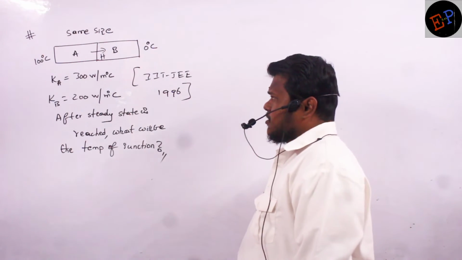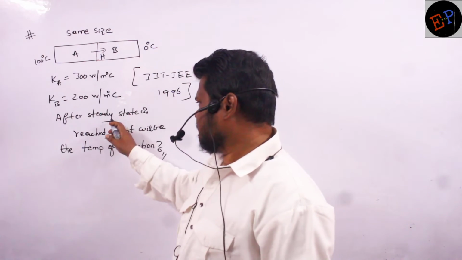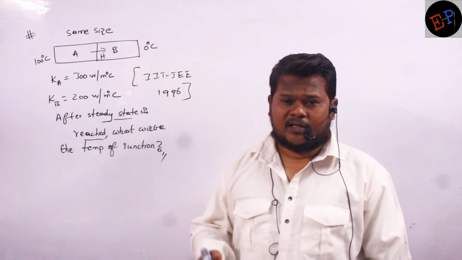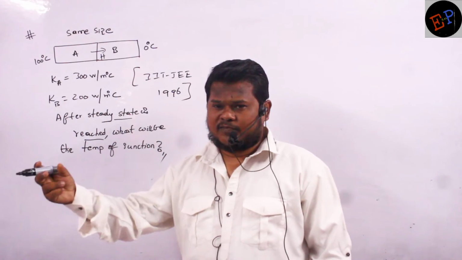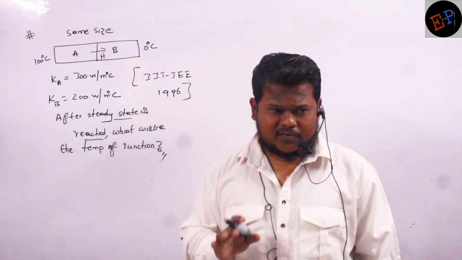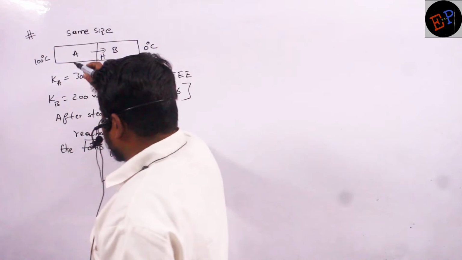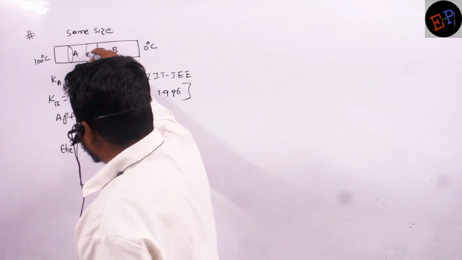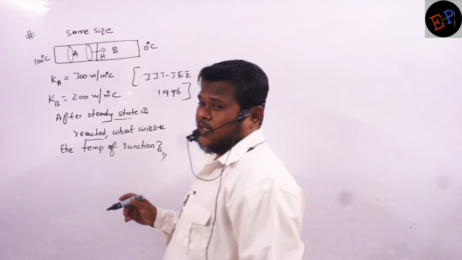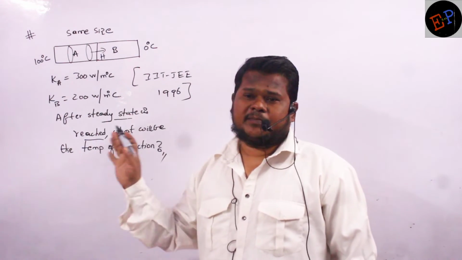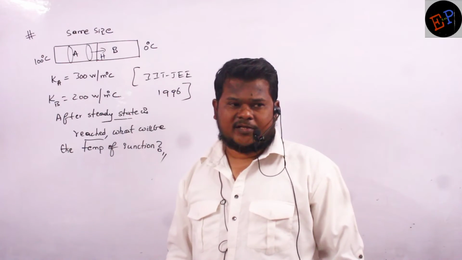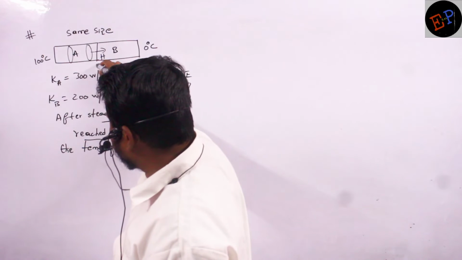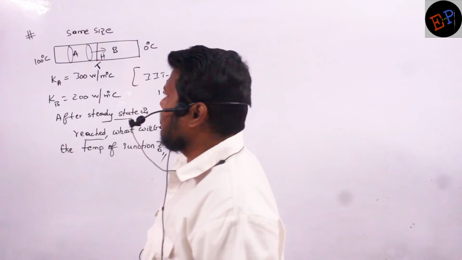After steady state is reached, what does steady state mean? We have already studied that after some time the temperature of every cross section of the rod will remain constant. If you take this cross section, it may be at 80. If you take this one, it may be at 60. And those temperatures will remain the same. That is called steady state condition. Now we are asked to find the temperature of the junction. So let the temperature of the junction be T.